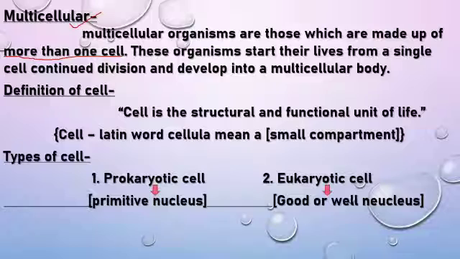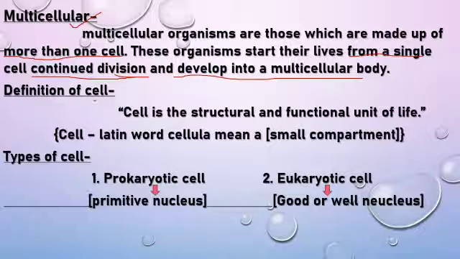These organisms start their lives from a single cell. Initially they start their life with a single cell, but after that they continue division. That's important: they continue division and develop into a multicellular body. After the division, their body is changed into a multicellular body.